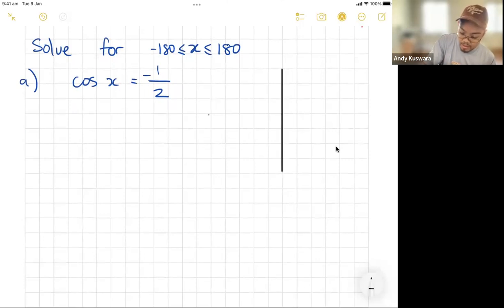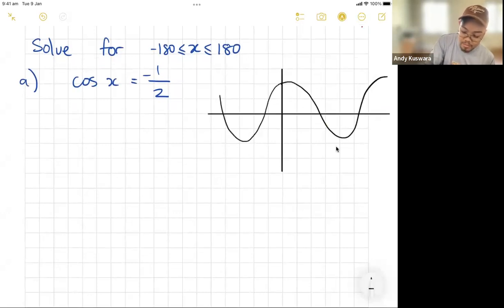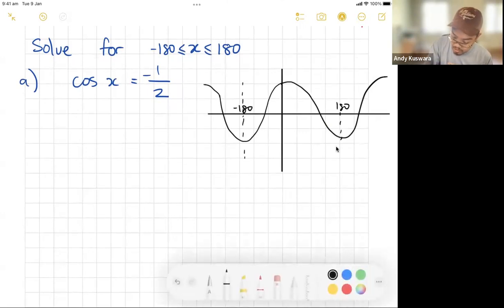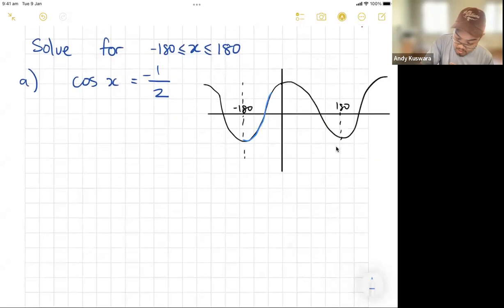So what I mean by that is we're used to seeing cosine look like this. But what we need to understand is it also goes back this way as well. And so we know that 180 would be roughly there. So that means negative 180 would be roughly there. And so I'm looking for all the solutions just for this little section in here.